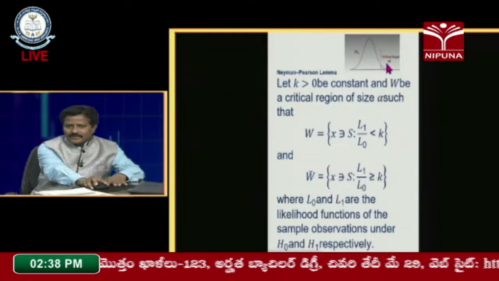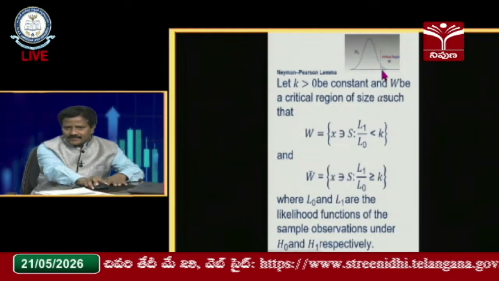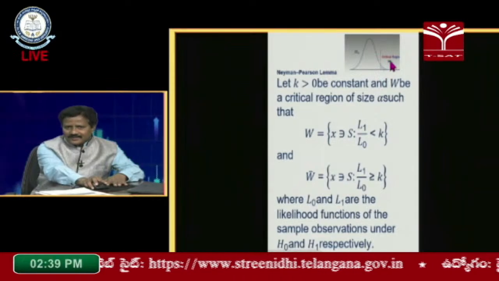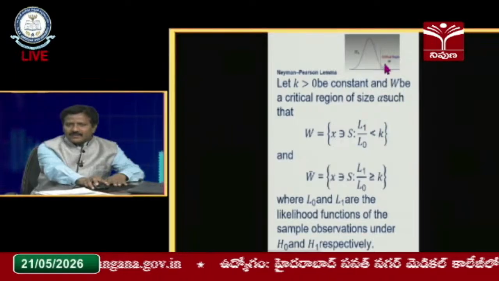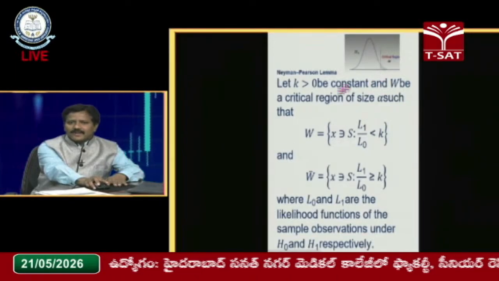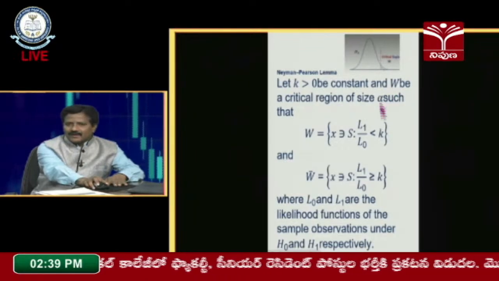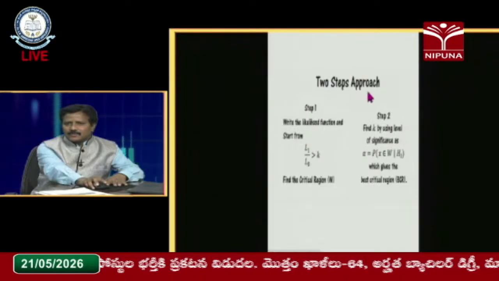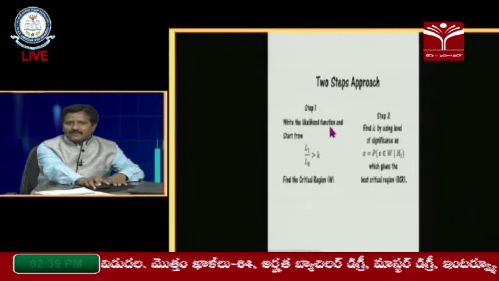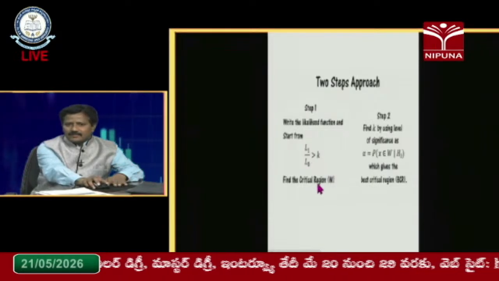Professor Raju has already explained this in detail. What is the type 1 error? This area is the type 1 error. This is the rejection region, and the remaining is the acceptance region. So what is the best critical region? You have to find that value K based on our type 1 error, which is called alpha. This method is a two-step approach. In step 1, first of all, find the K value, which gives the critical region W.